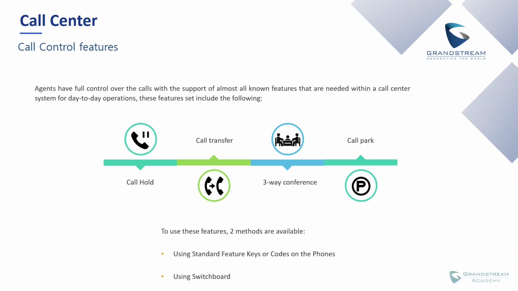These features can also be performed using a switchboard. The agents can access his or her user portal under call queue CTI, where they can see active calls and have option buttons to operate and control the calls. More details will be provided later in this presentation.